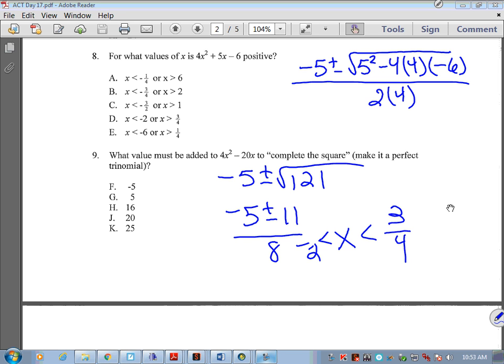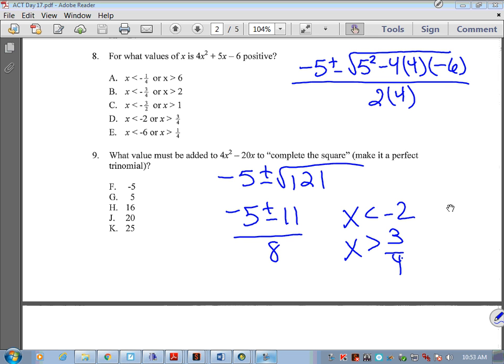It's got to fit between the two values. Hold on. Let me change that. All right, that's what we should get. We're going to use both of those. x is less than -2, or x is greater than 3/4.